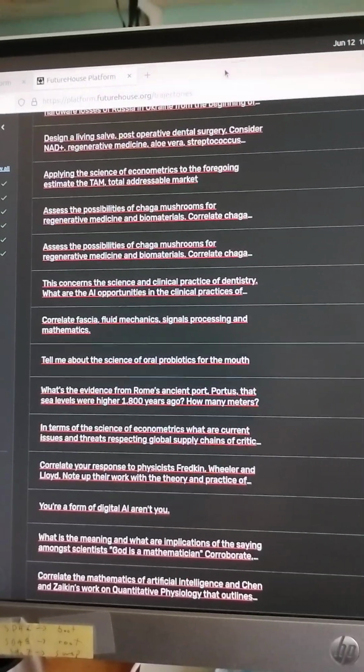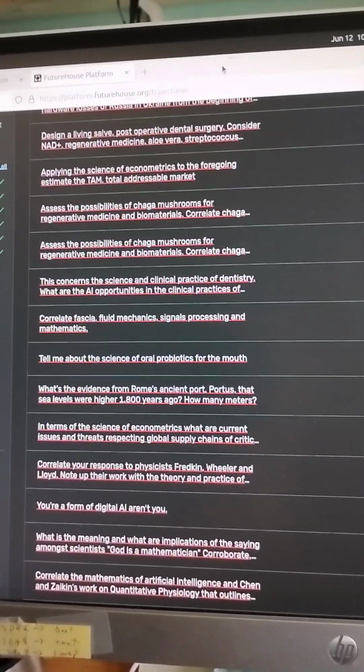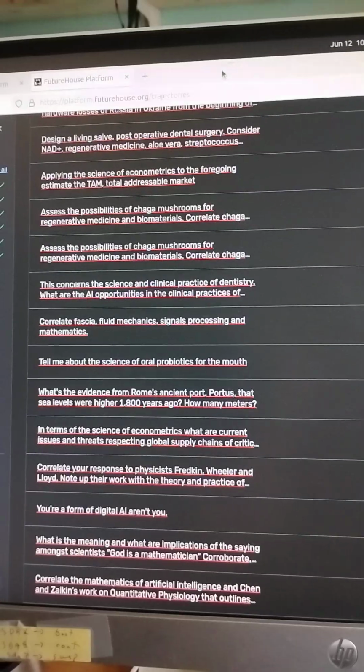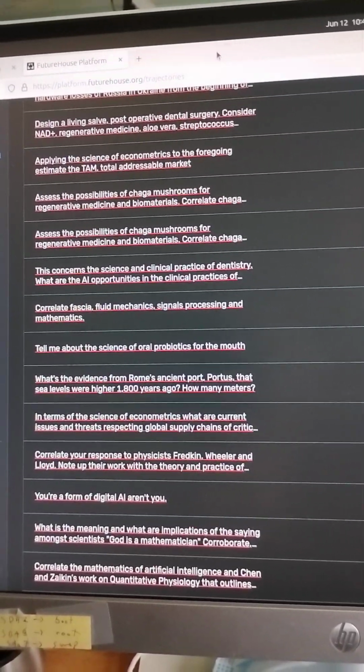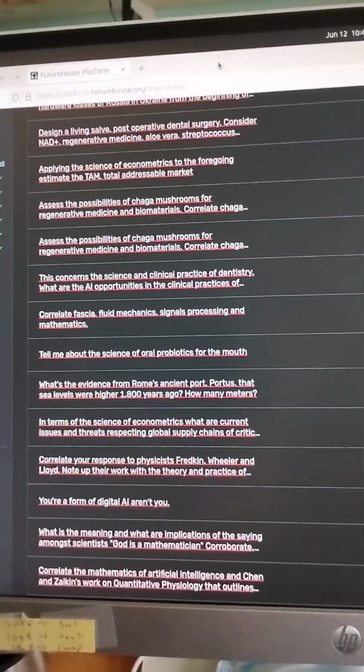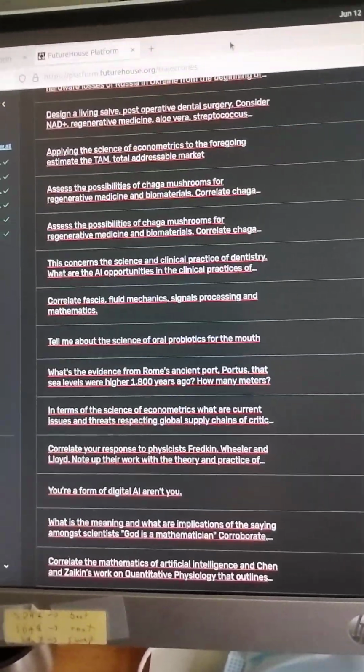Mushrooms, that's clearly a science, so I didn't really have to do too much. I might have asked it about chaga particularly. Assess the possibility of chaga mushrooms for regenerative medicine and biomaterials. Again, it took about 15 minutes, and then it came up with a scientific paper.